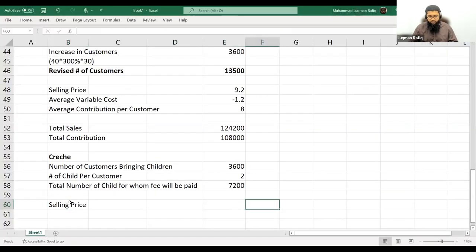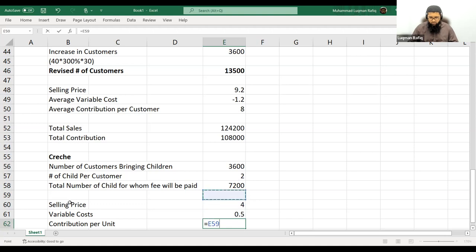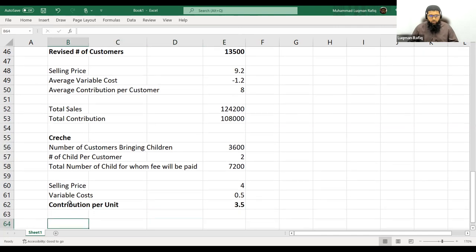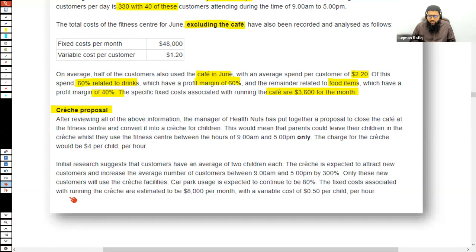Selling price is 4. Variable cost is 0.5. Contribution per unit is this minus this. The contribution per unit is this minus this, 3.5. Now what else is there?